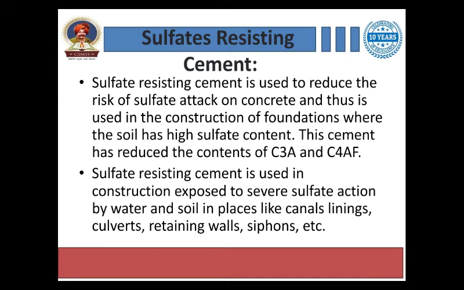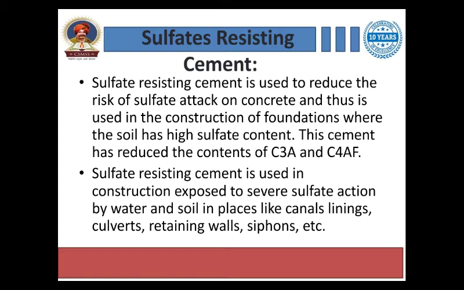Sulphate resisting cement. Sulphate resisting cement is used to reduce the risk of sulphate attack, right? It is generally used to reduce the sulfate attack on concrete, and thus is used in construction of the foundation where the soil has high sulfate content. This cement has reduced content of C3A and C4AF, right? It has low content of C3A and C4AF.